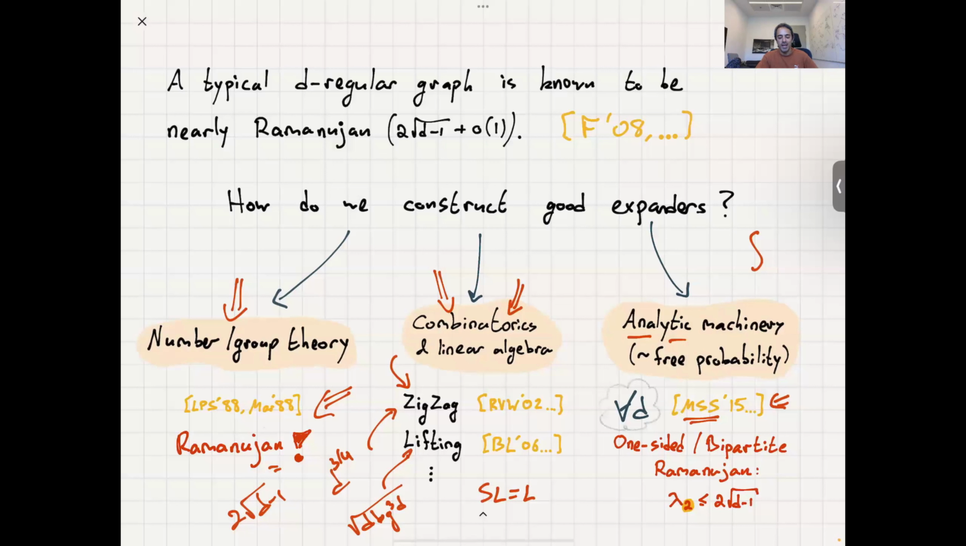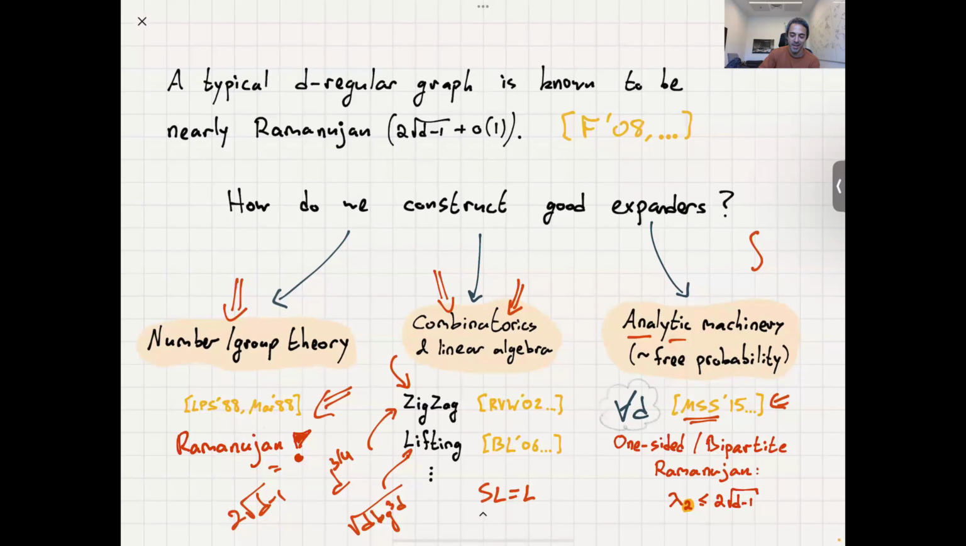But the downside is that they were only able to bound one of the eigenvalues, either lambda 2 or lambda n, whichever you want, but not both simultaneously. That's sometimes called a one-sided expander. It's useful for some applications, but not enough for others. Because of the symmetry of the eigenvalues, it actually required a bit more work. They also constructed what's called a bipartite Ramanujan graph, but I'm not going to go into that.